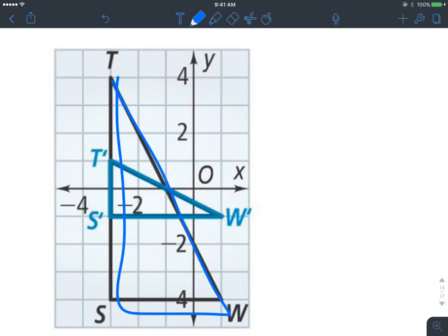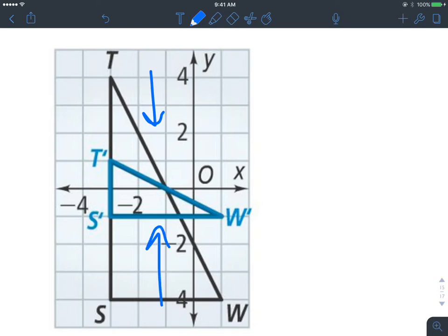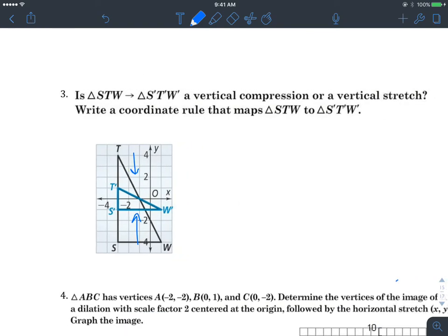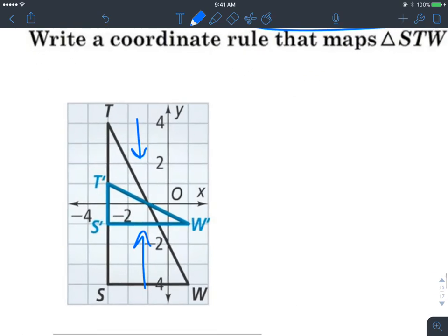So here's our original. And then it looks like it's getting smaller. Looks like we're pushing in the sides right there. So I'm going to say that this is a vertical compression right there. And then we got to figure out by how much.